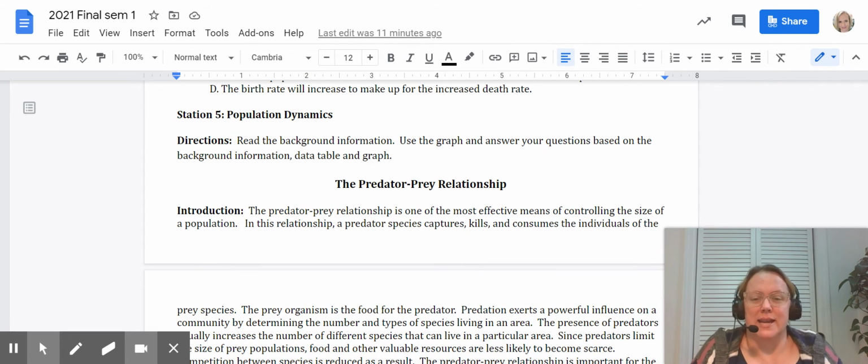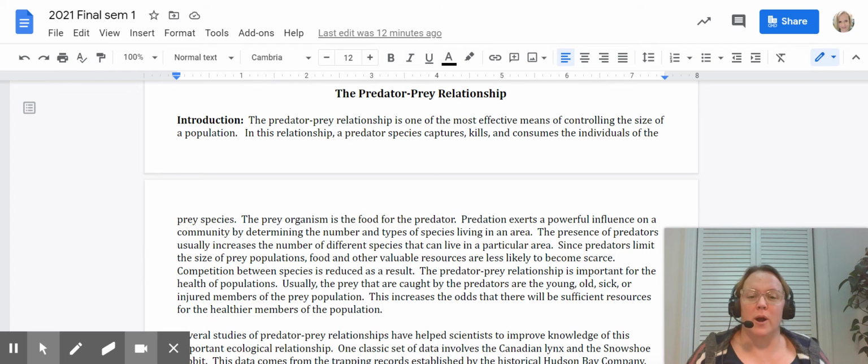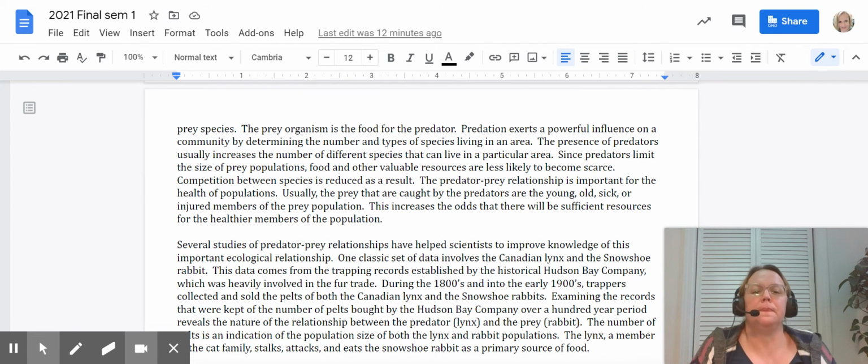Station 5, Population Dynamics. Directions. Read the background information. Use the graph and answer your questions based on the background information, data table, and graph. The predator-prey relationship. Introduction. The predator-prey relationship is one of the most effective means of controlling the size of a population. In this relationship, a predator species captures, kills, and consumes the individuals of prey species. The prey organism is the food for the predator.